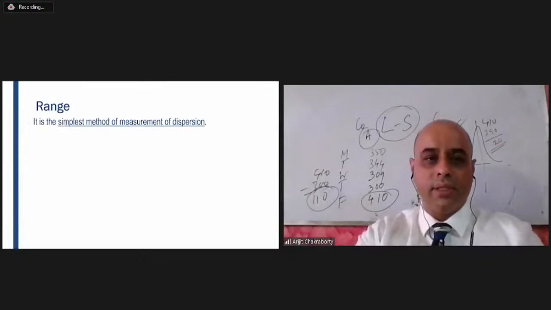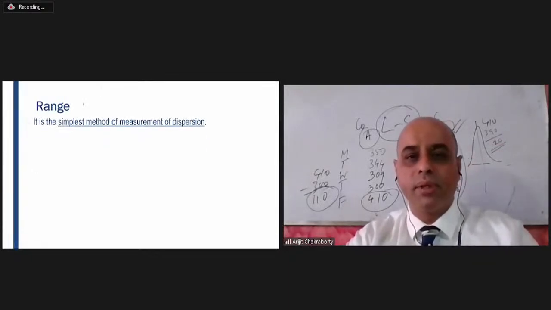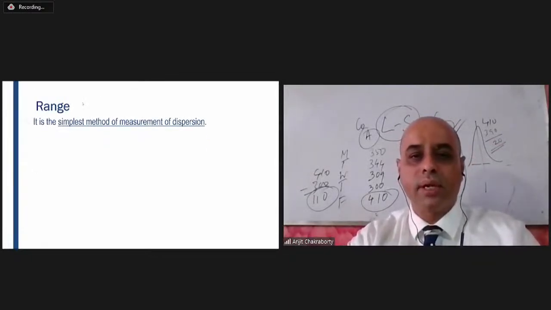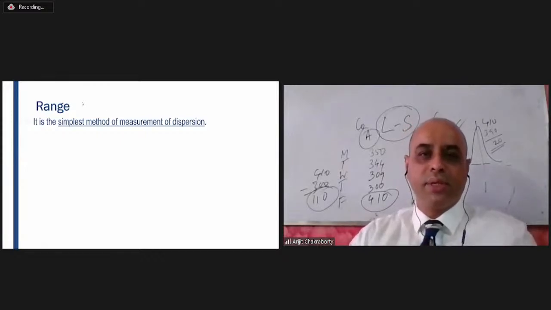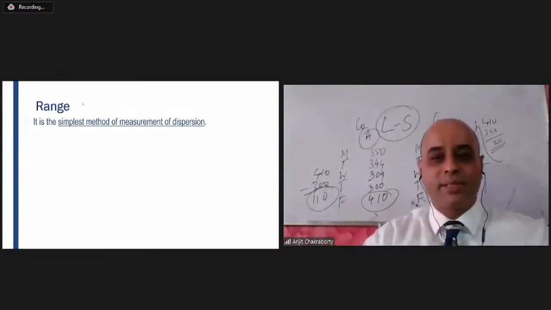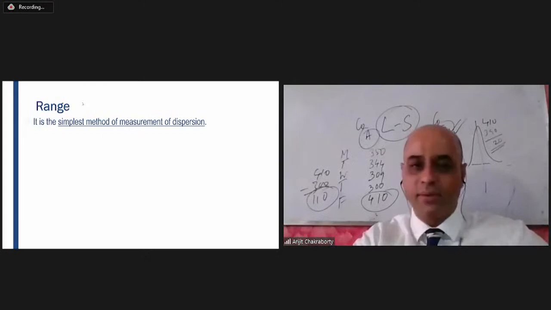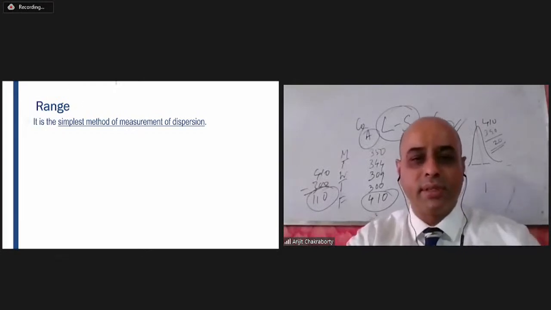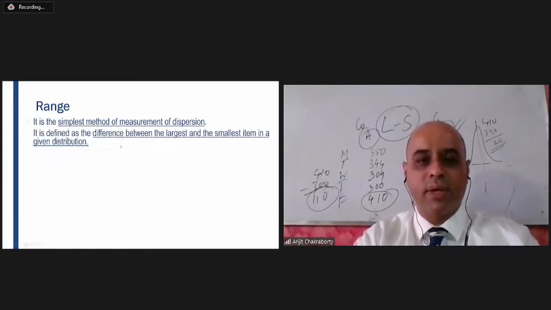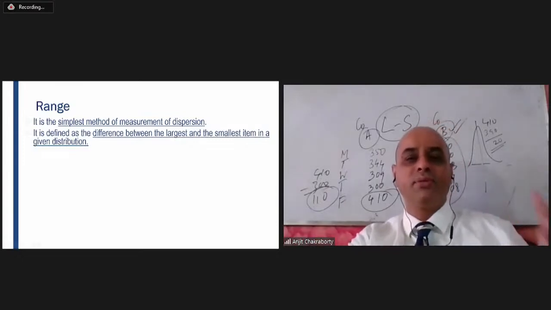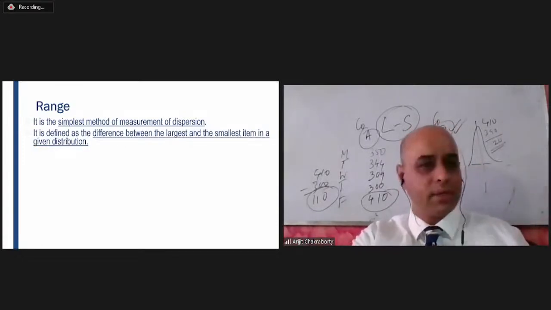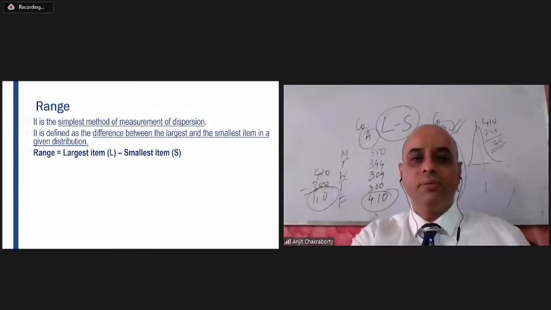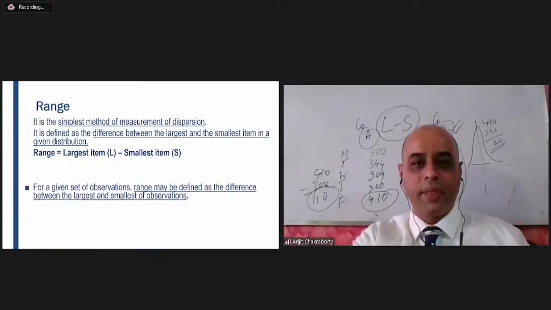Now let us look at range. Simplest, very simple. Even a school student can calculate the range. You don't have to really learn statistics to understand range. Anyone can find out range. Simplest method. So range means the highest minus the lowest, the difference between the largest and the smallest item in a given distribution. So very simple formula: largest item minus smallest item.